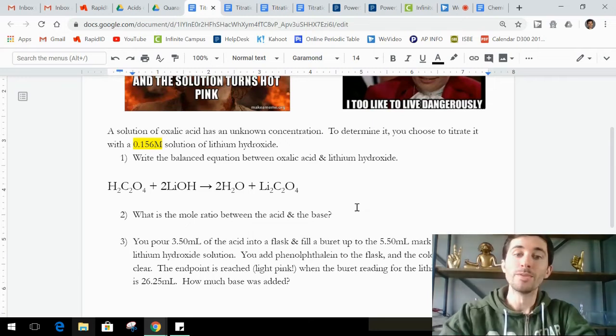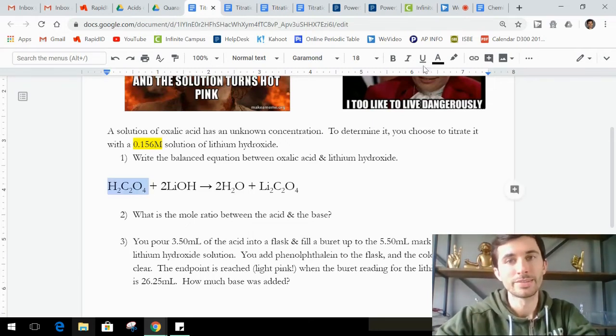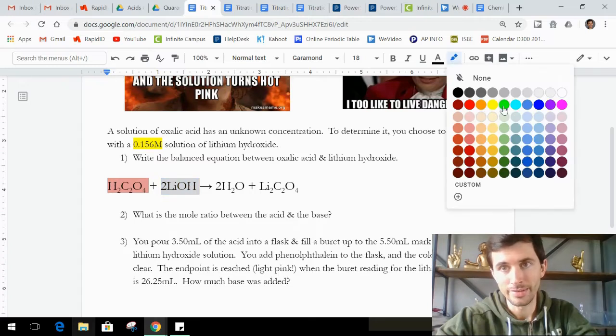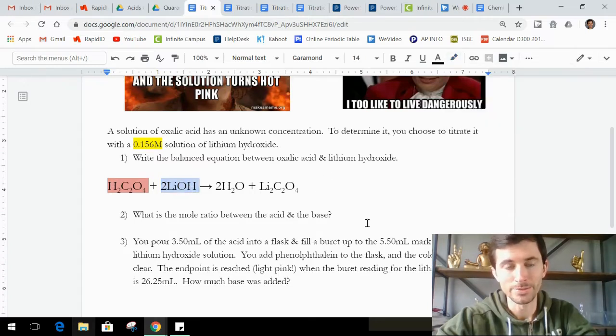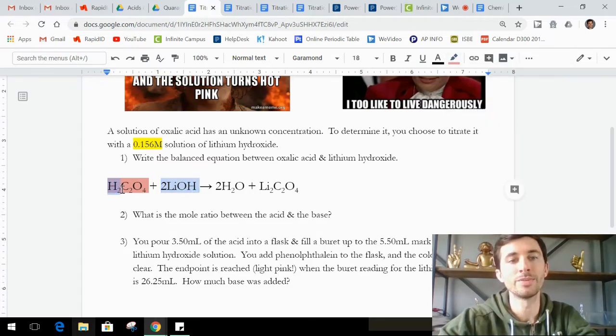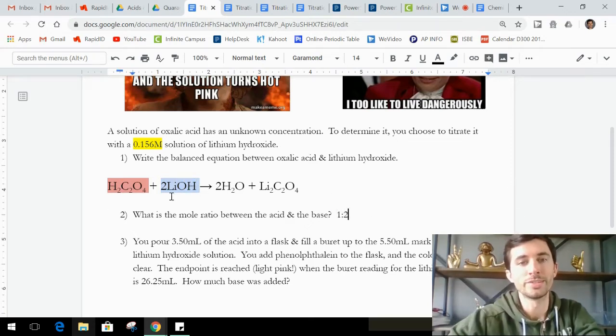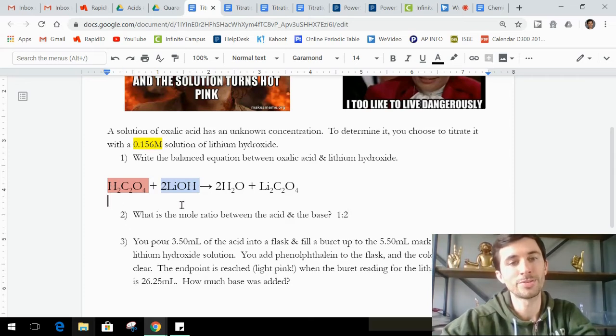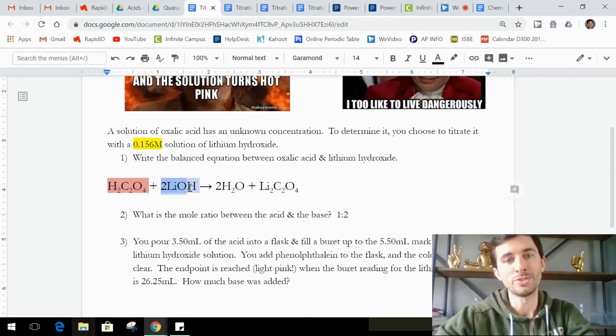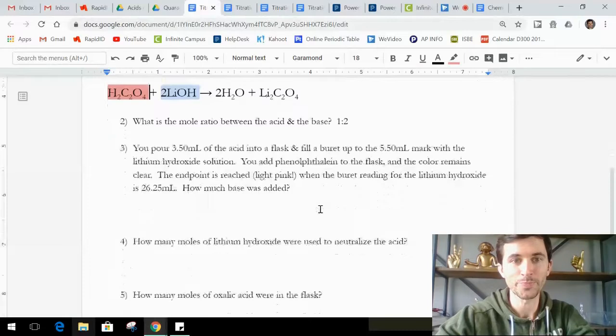Second part, molar ratio between the acid and the base. That is your acid, and that is your base. Okay, all your acids begin with the hydrogen, all your bases end with the hydroxide. So your mole ratio here is 1 to 2. It is not 1 to 1 anymore. So this is why I want to do this one together. 1 to 2 ratio. So that means you need twice as much base, at least twice as many base moles to neutralize the acid. That's crucial for this one.